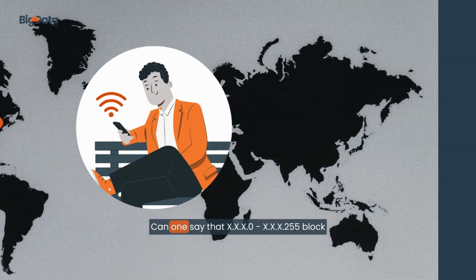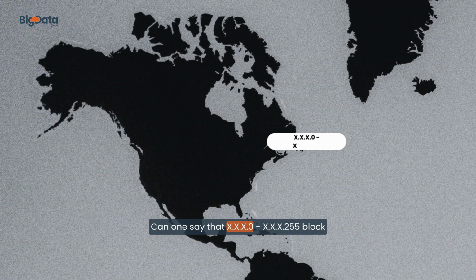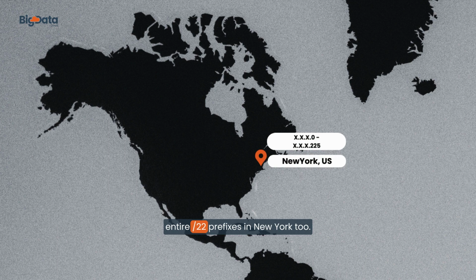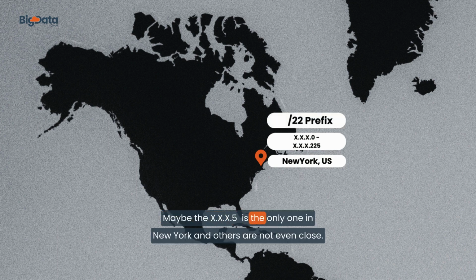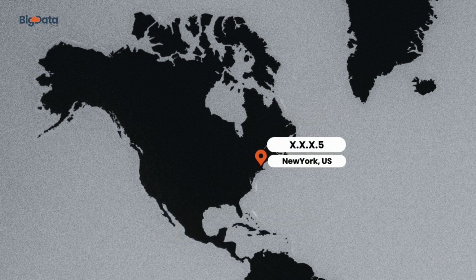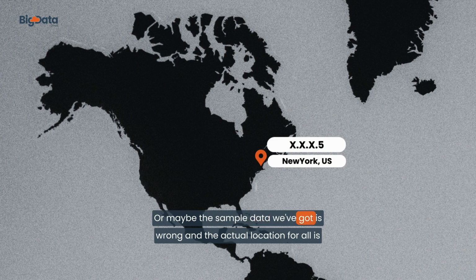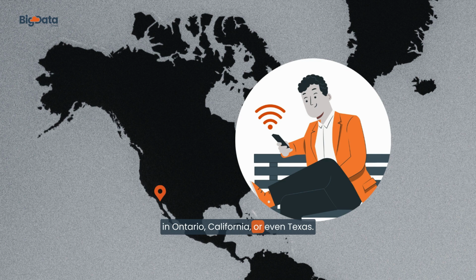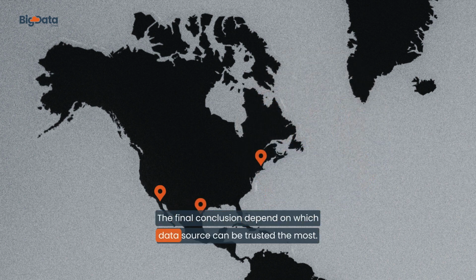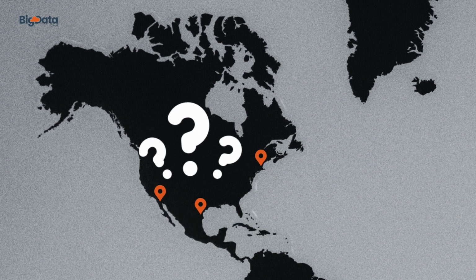Can one say that the x.x.x.0, x.x.x.255 block is located in New York? Or maybe even the entire /22 prefix is in New York too? Maybe the x.x.x.5 is the only one in New York and others are not even close? Or maybe the sample data we've got is wrong and the actual location for all is in Ontario, California, or even Texas. The final conclusion depends on which data source can be trusted the most.